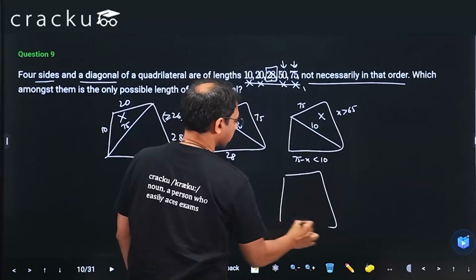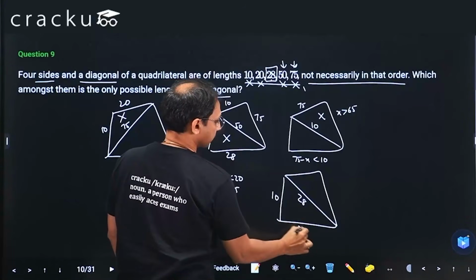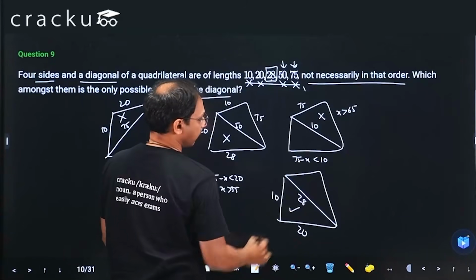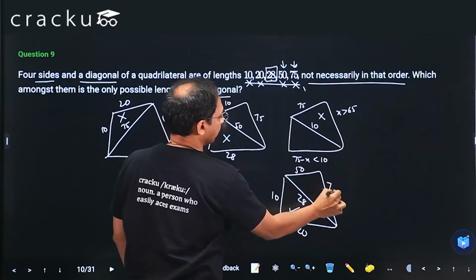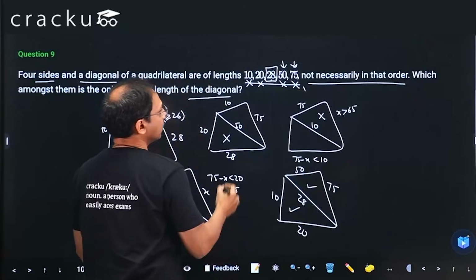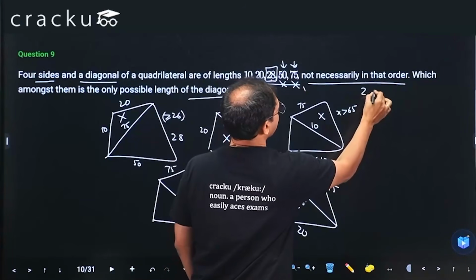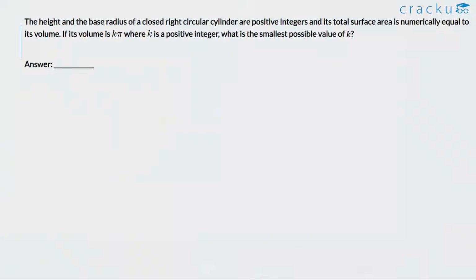Let us cross check. Now if I put 10, 20, this triangle is possible. If I put 50 and 75, this triangle is also possible. The only length among them which can be the diagonal is 28.